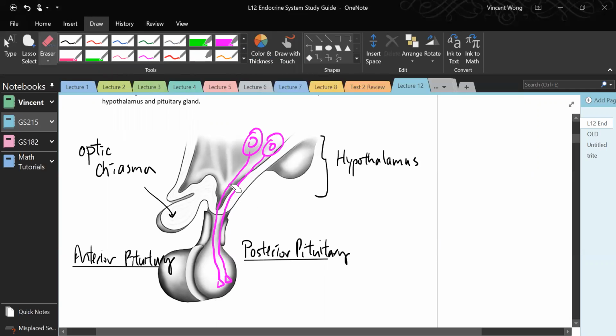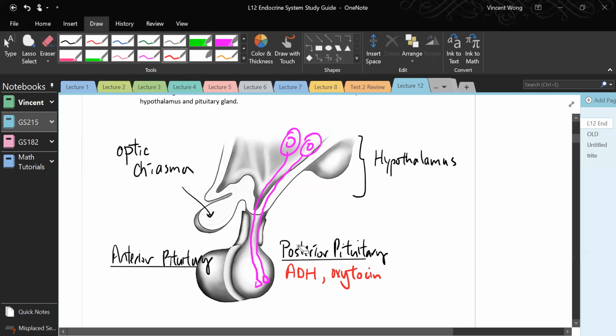So that's what the relationship is, and you are going to be making the hormone in the hypothalamus. You're going to be transporting them down in vesicles through the axon, and they will be stored and released from the posterior pituitary gland. There are two such hormones. There is the antidiuretic hormone, which helps you conserve water, and there is oxytocin, which causes the letdown of the milk as well as the uterine contraction during labor. Of course, all these are talked about in the lecture recordings.